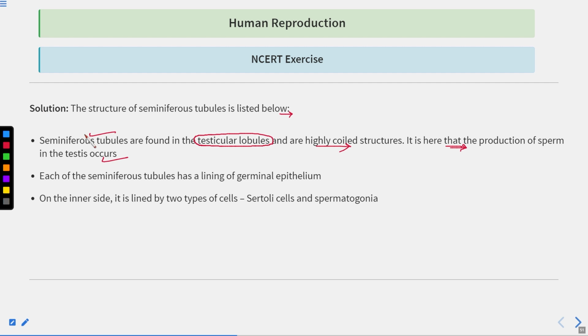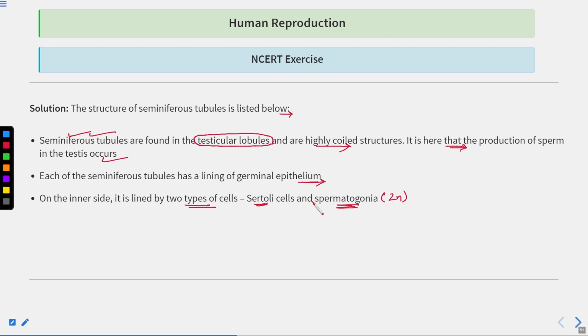So this spermatogenesis takes place within the seminiferous tubules. Now each of the seminiferous tubules has a lining of the germinal epithelium. On the inner side of the seminiferous tubule, two types of cells are present. What are these two types of cells? Sertoli cells and spermatogonia. Spermatogonia are diploid cells, meaning they consist of two chromosome sets, and through meiosis in these spermatogonia, the sperms are produced.